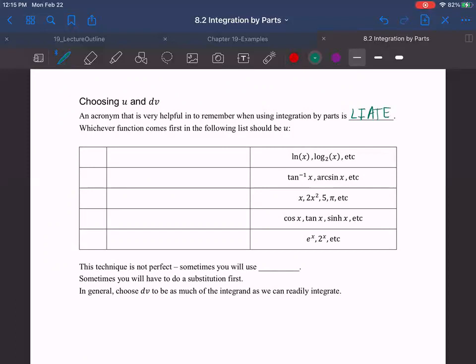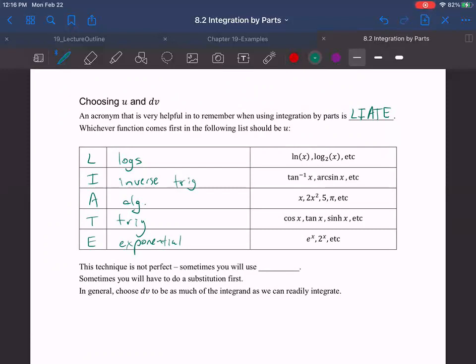L-I-A-T-E. I don't know, LIATE. All right. L is going to be your logarithms. You want to pick those first. Then inverse trig, sorry, inverse trig. Your algebraic ones. Your regular trig. And your exponentials. Okay, that's how it's going to go.